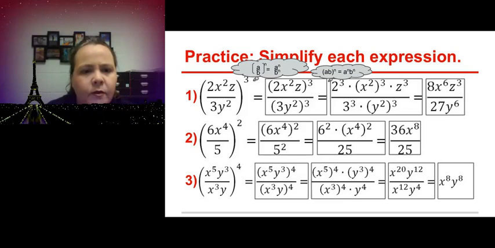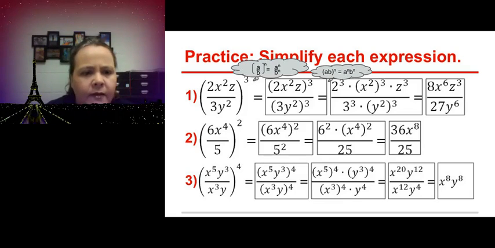In example number 2, we have 6x to the 4th divided by 5, all raised to the 2nd power. And 6x to the 4th raised to the 2nd power divided by 5 squared is what we get after we apply the quotient rule. And then if we use our multiplication rule, or our product rule, we get 6 squared times x to the 4th squared divided by 25. Went ahead and simplified that 5 squared. And 6 squared is 36. So we get 36x to the 8 over 25.